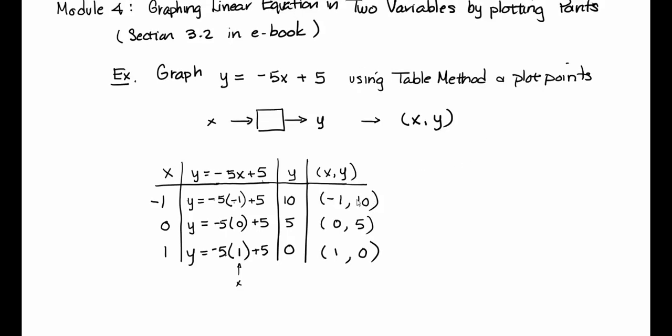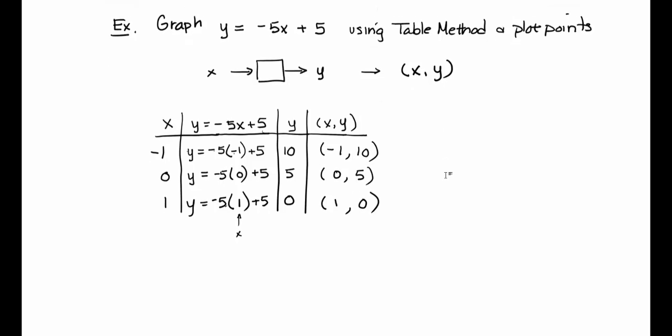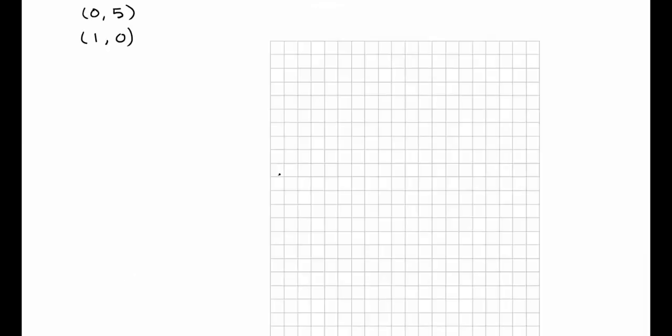Okay, so let's see. We have our 3 points, which are negative 1, 10; 0, 5; and 1, 0. So let's go ahead and write down negative 1, 10. Right, so we have the point negative 1, 10. What else do we have? 0, 5. And 1, 0. I'm going to draw my x-axis and my y-axis.